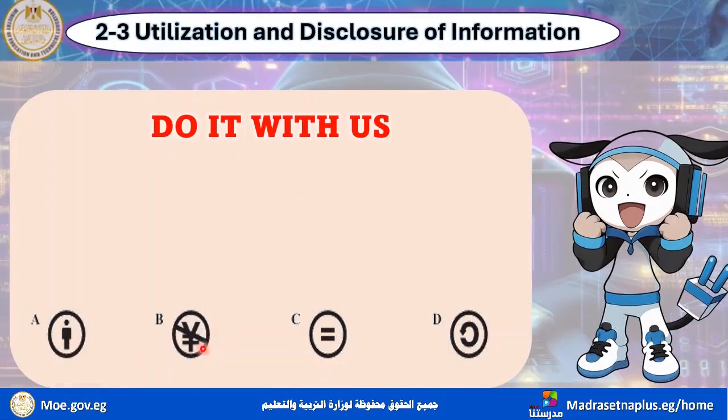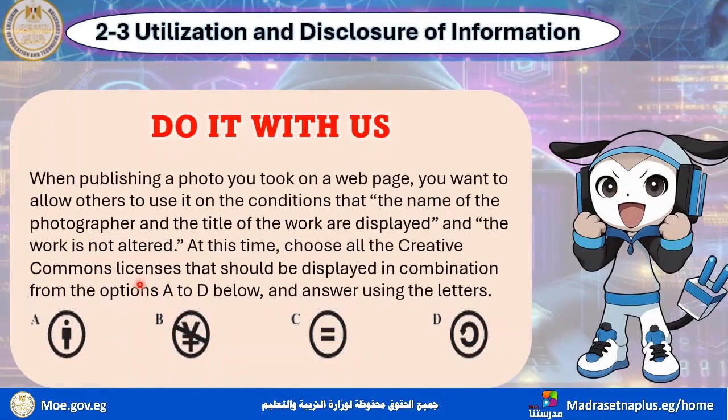Well, do you remember these samples? When publishing a photo you took on a web page, you want to allow others to use it on the condition that the name of the photographer and the title of the work are displayed. So which one here shows the name of the photographer and the title of the work are displayed and the work is not altered? Which one here shows that the work is not altered? At this time, choose all the Creative Commons licenses that should be displayed in combination from the options A to D below and answer using letters.